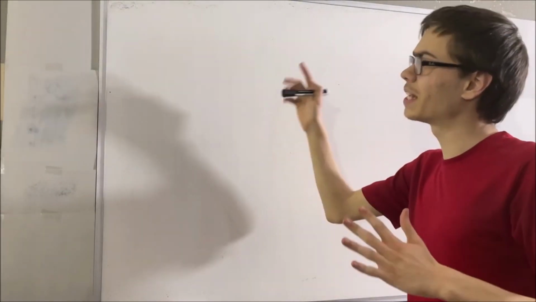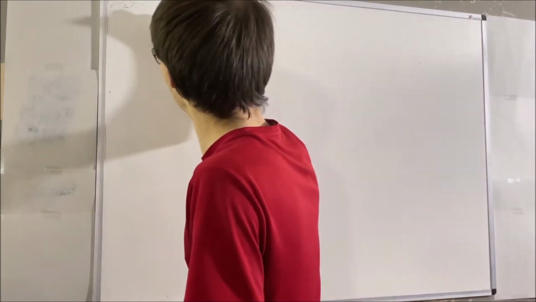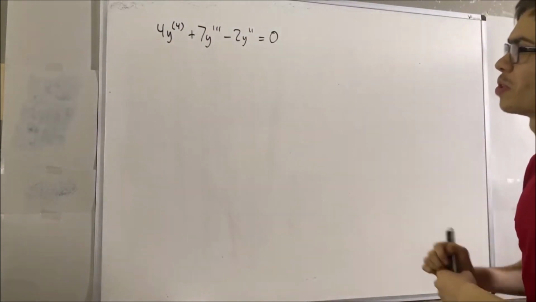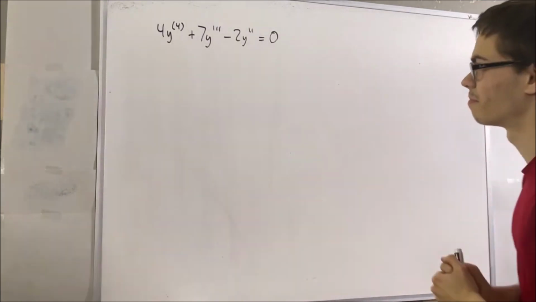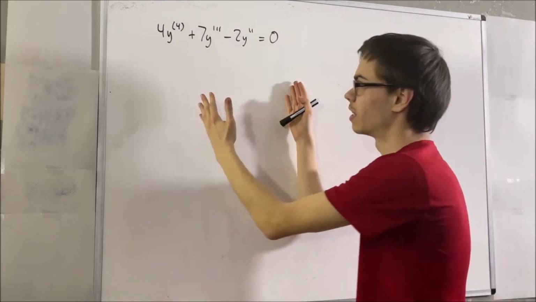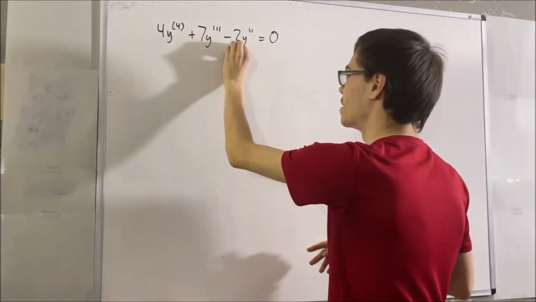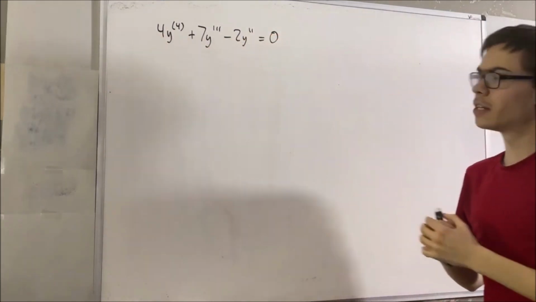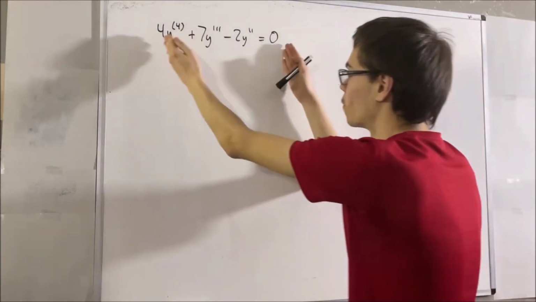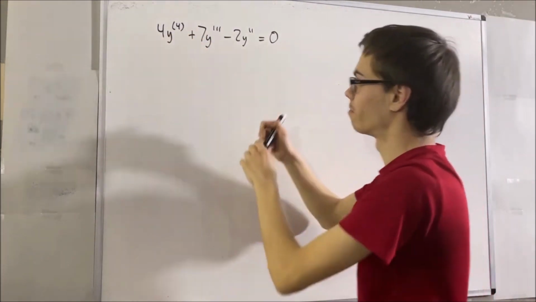All right, so in this video, we are going to solve the following differential equation. So how do you suppose we solve this differential equation? Well, notice it's a higher order differential equation in which we have constant coefficients and it's homogeneous. So in order to solve this, what we could do is we could transform this into a polynomial equation.